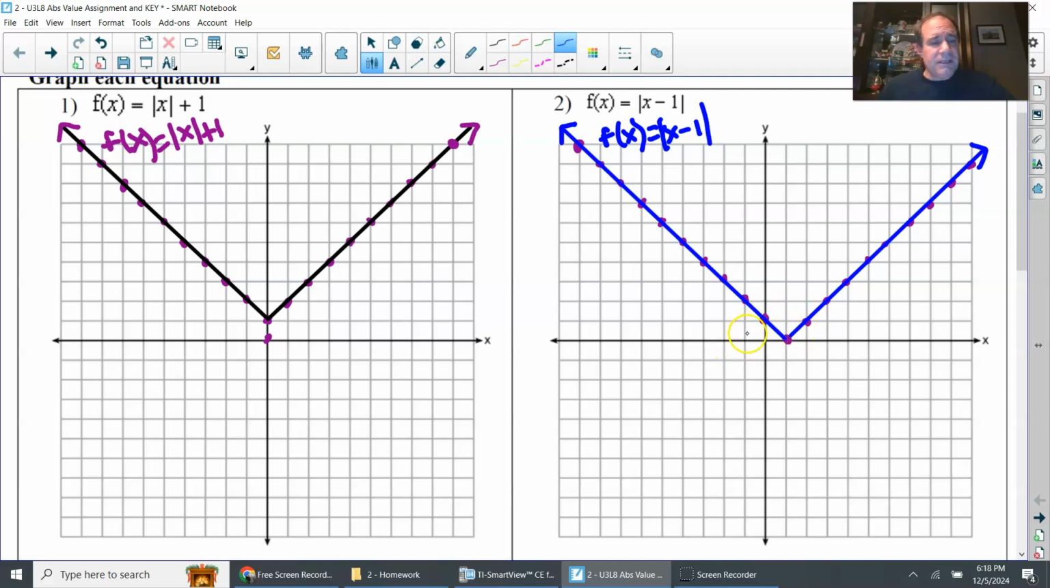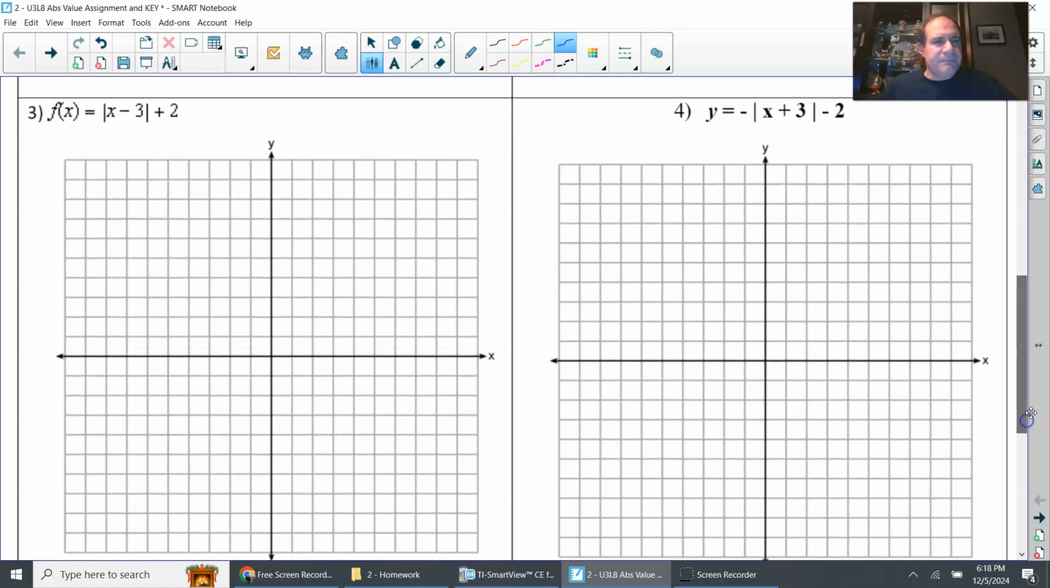The x minus 1 is usually to the left, right? It's 1 to the left. But that is not the case when it's in absolute value. It goes to the right. So you would think it would go to the left, but again, it's opposite because it's in that absolute value.